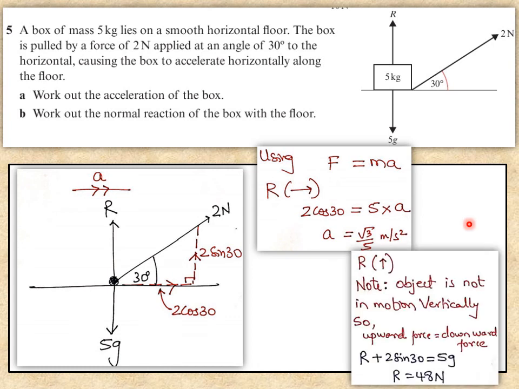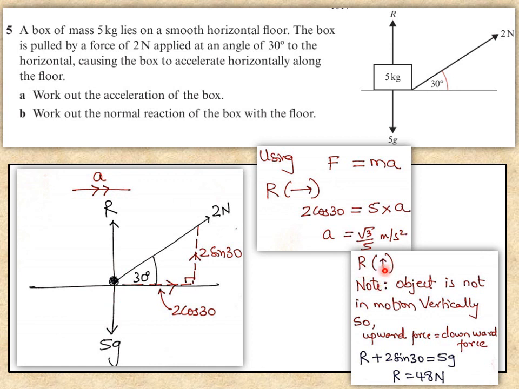Next, if I resolve upwards, now see, the object is not in motion vertically, it is moving on a horizontal plane. So vertically you can say it is static. The next chapter after dynamics is statics, and in statics all our objects will be in equilibrium, so we'll be using this formula there. So you should know the difference. When the object is in motion, you use F equals ma.